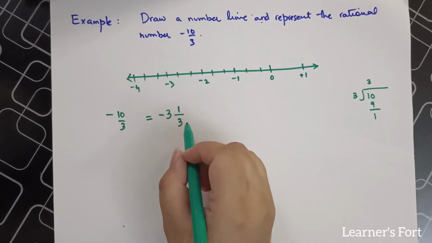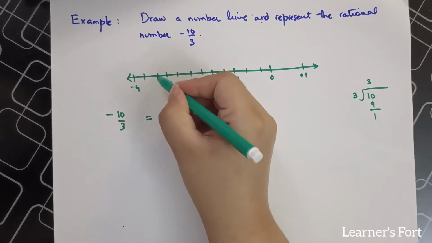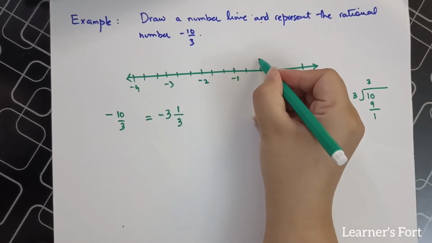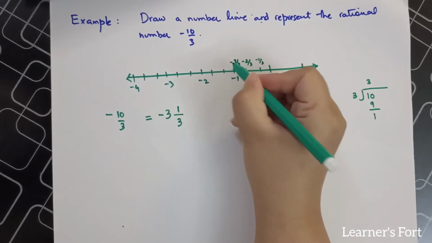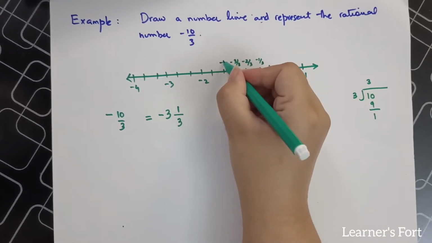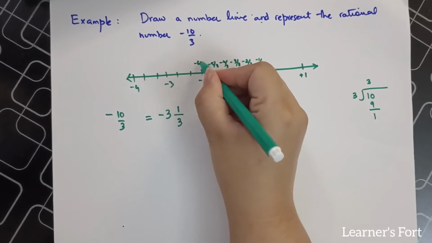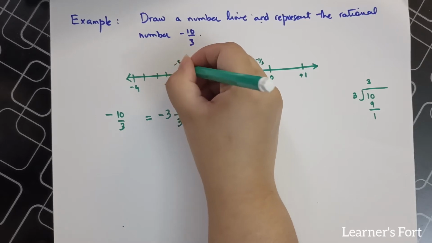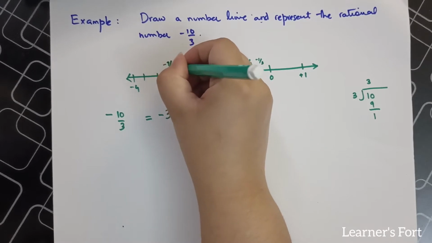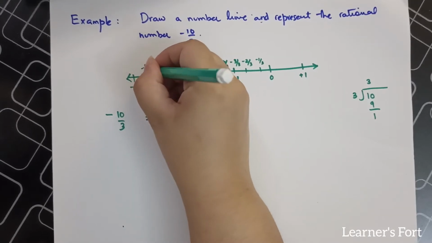So now you may know where this number is going to lie. The minus 3 and 1 upon 3. So you know that it's 1 upon 3, minus 2 upon 3, minus 3 upon 3, right? Minus 4 upon 3, minus 5 upon 3, minus 6 upon 3, minus 7 upon 3, minus 8 upon 3, minus 9 upon 3, minus 10 upon 3, and minus 11 upon 3.